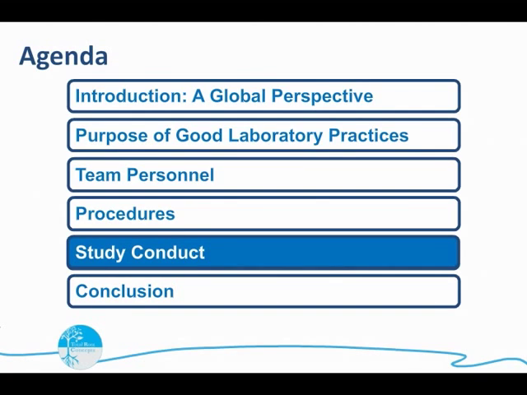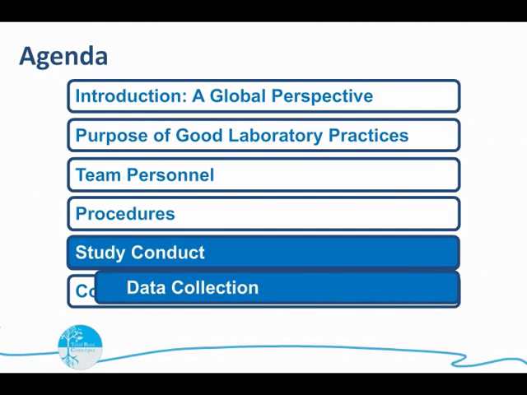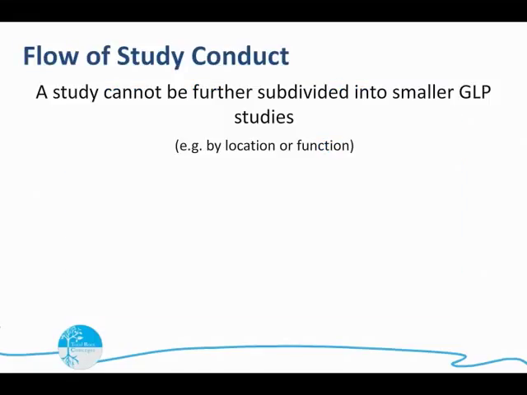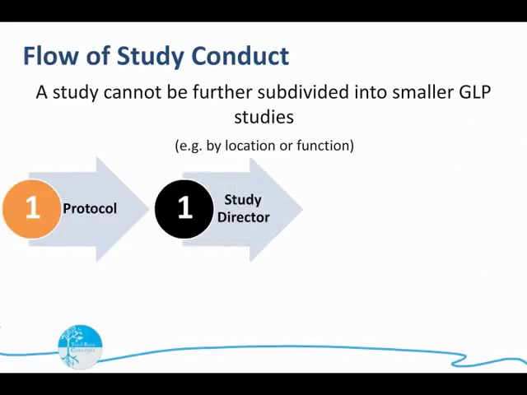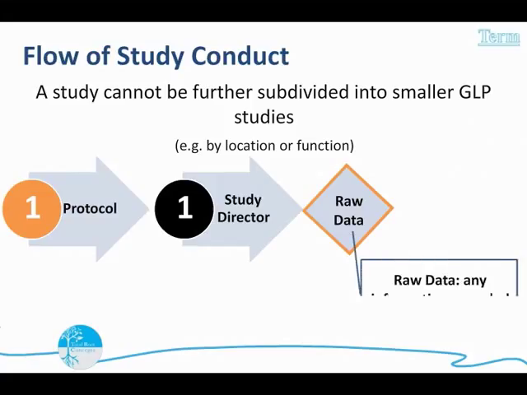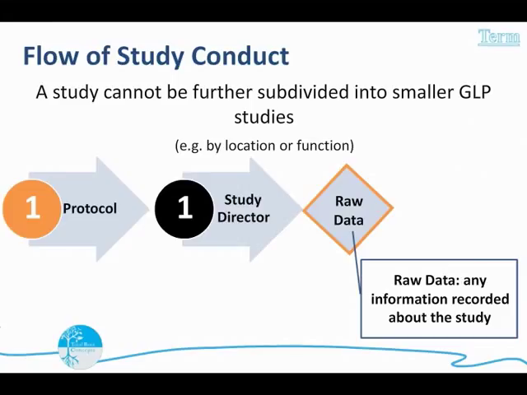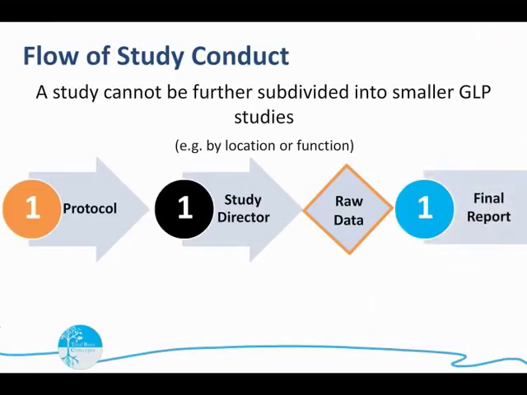Now that we have laid the foundation, let's see how the study runs. Since a study cannot be subdivided, remember the rule of one. For one study, you have one study protocol to tell you what to do, one study director to oversee the recording of raw data, which is defined as any information or original observations made about the study, and are reported in one final report which summarizes what was done.